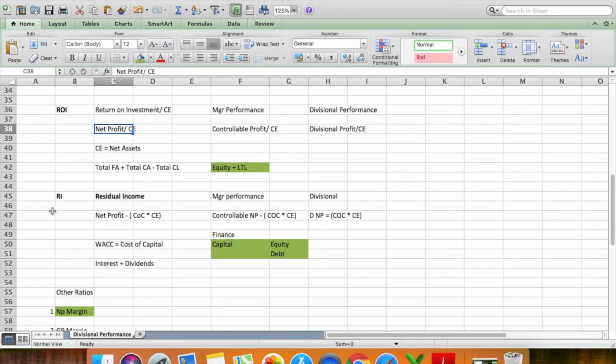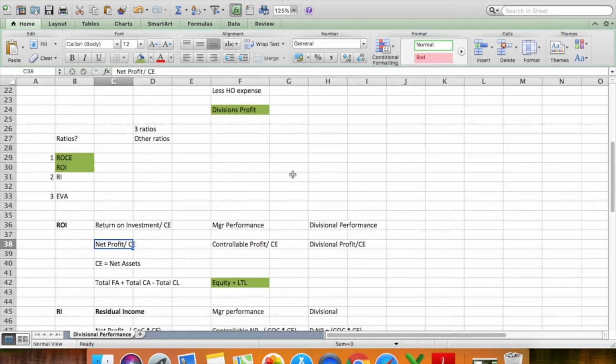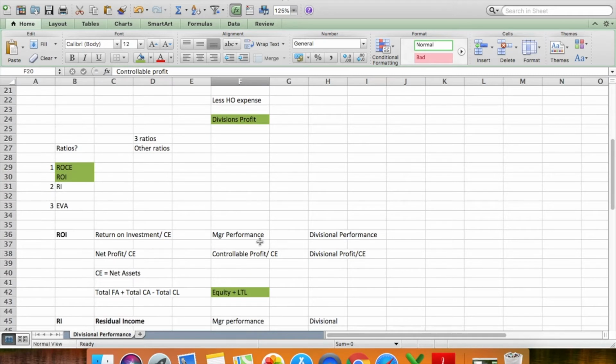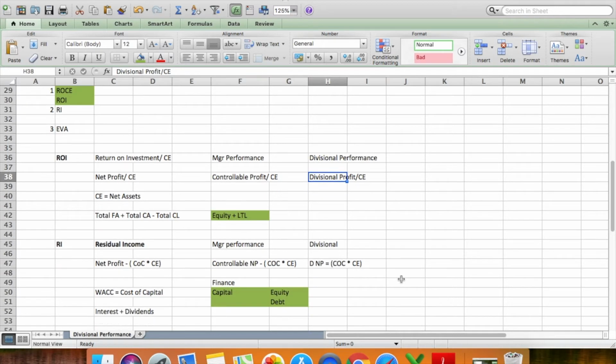So to calculate how much revenue or profit has been generated on that capital gives you the return on your investment. Now, if you want to differentiate between the manager's return on investment and the divisional one, you will have to replace your net profit by either the controllable profit to calculate the manager's performance, or the division's profit to calculate the divisional performance. So the only difference created by understanding the manager's performance or the overall divisional performance is the net profit that you're going to use in the equation of return on investment.